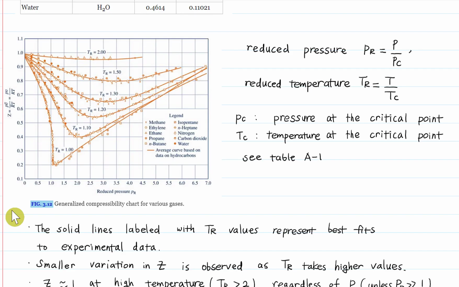The compressibility chart is used to determine the compressibility factor. The chart is based on the experimental data for 10 gases. In the legend, it shows 10 gases. The compressibility factor is plotted as a function of reduced pressure, PR, and reduced temperature, TR. So compressibility factor Z is a function of reduced pressure and reduced temperature in this chart. The Y-axis is the compressibility factor Z, which is dimensionless. The X-axis is the reduced pressure, which is also dimensionless. These solid lines indicate reduced temperature, which is also dimensionless.